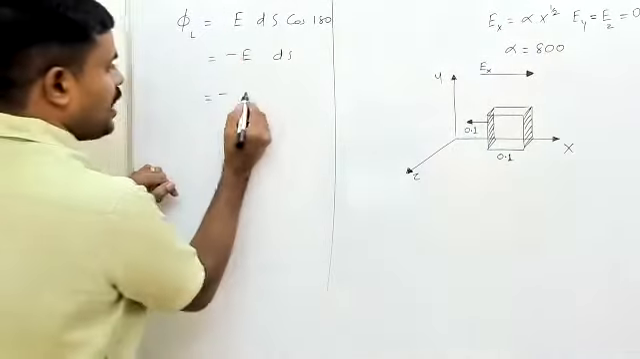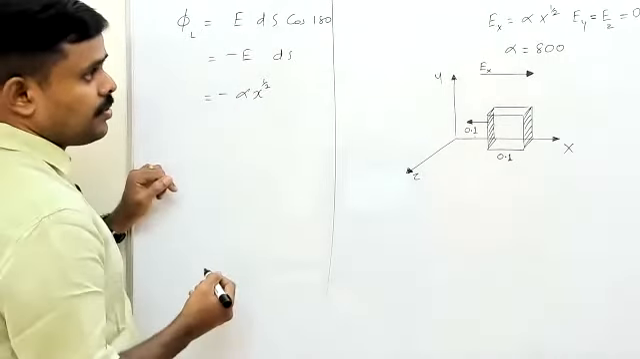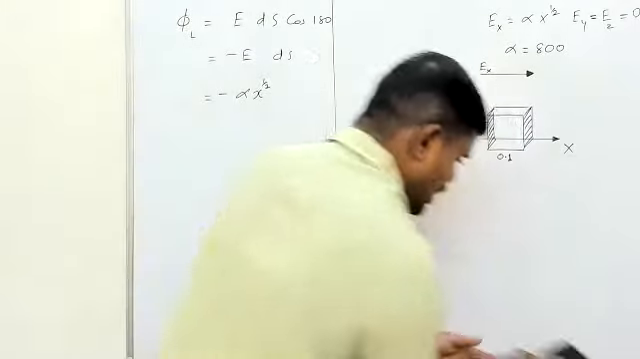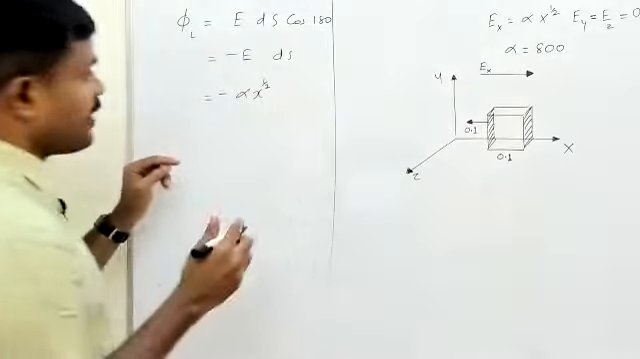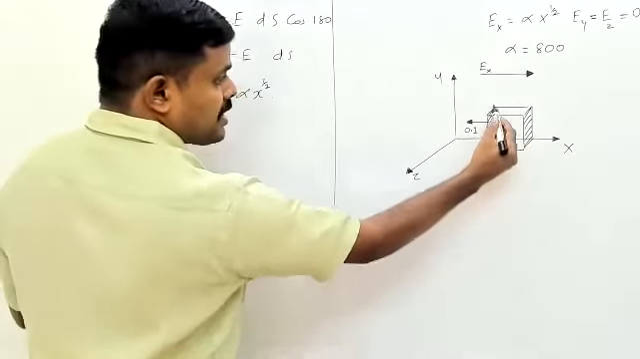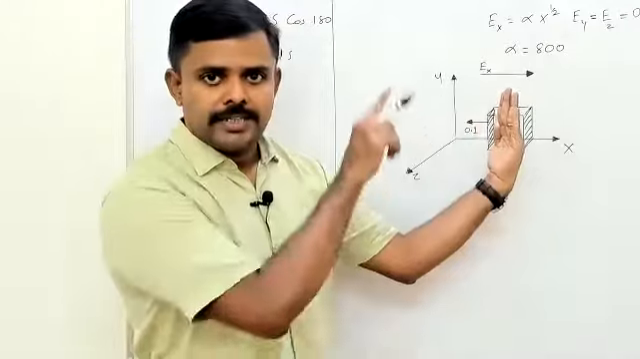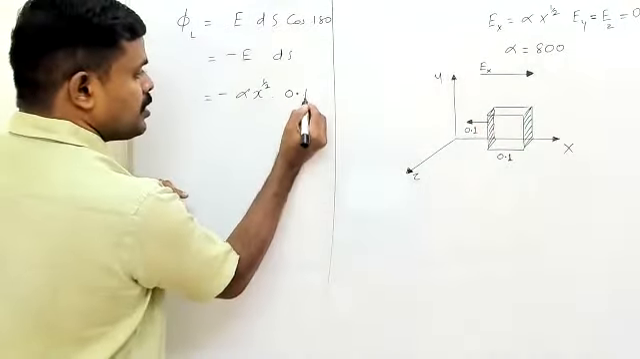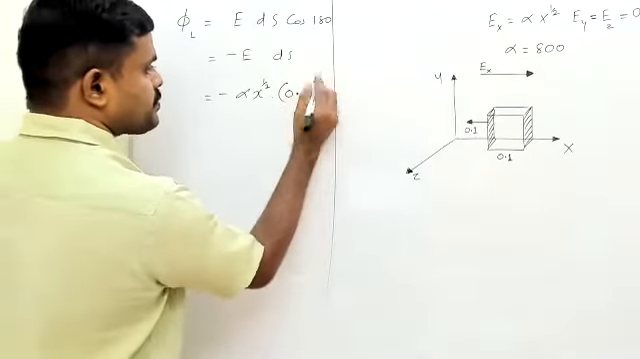E is written there: alpha x raised to half, right? Into what is ds? ds is the area of the square plate. The left plate is a square, right? What is its area? The area of a square is one side squared, so 0.1 squared. It's a square plate.